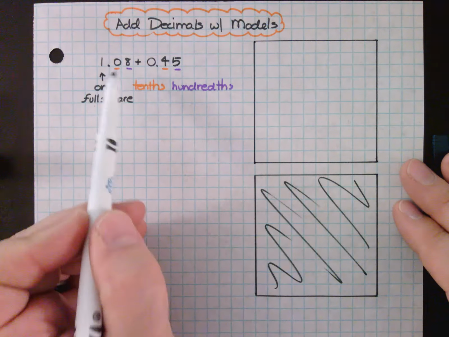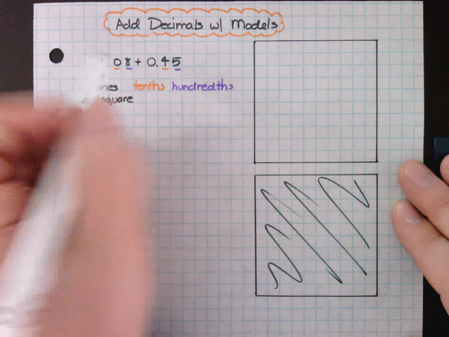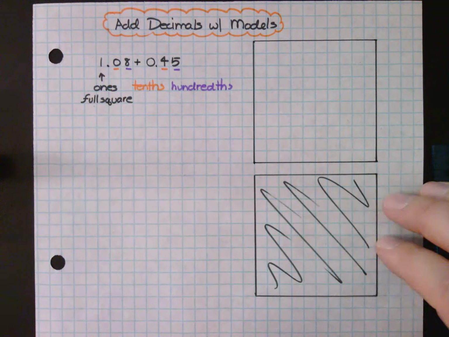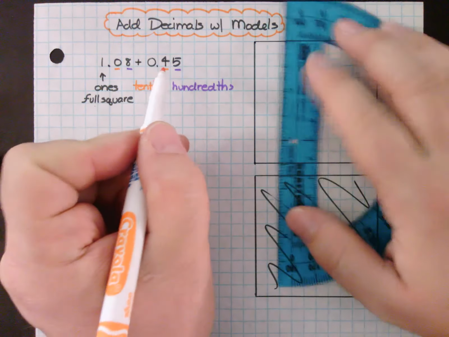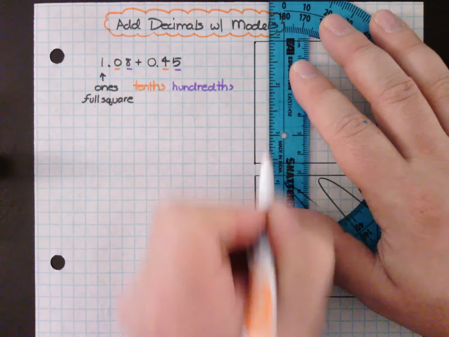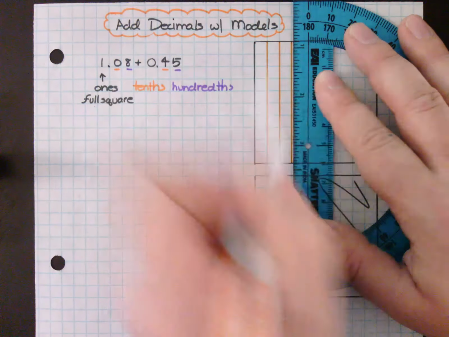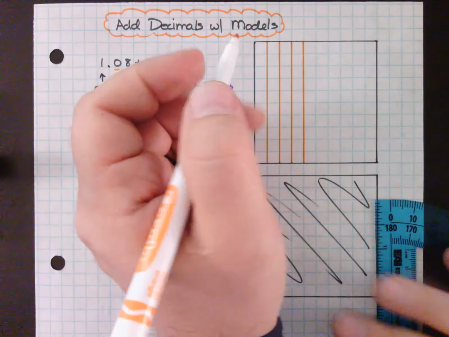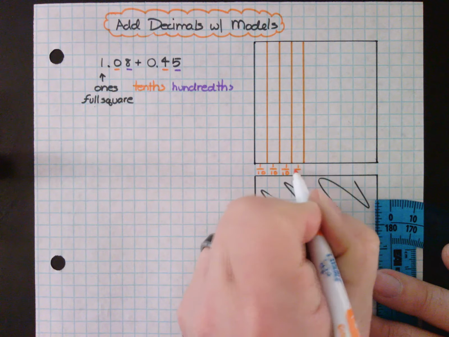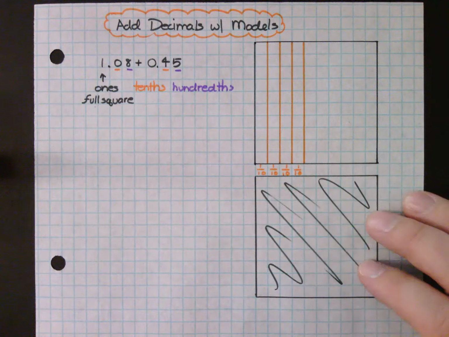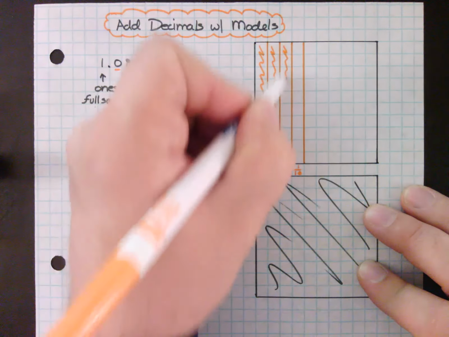So now I'm left with 0.08 and 0.45 that I have to add. Well, it just so happens that in my tenths place, which is in orange, I have 0 and 4. That means I have 4 ten bars. So I'm going to go ahead and draw 4 ten bars. 1, 2, 3, 4. I know each of these is 1 tenth, 1 tenth, 1 tenth, 1 tenth. And so I don't waste a lot of time filling all these out individually, I'm going to go ahead and shade in 1, 2, 3, 4.